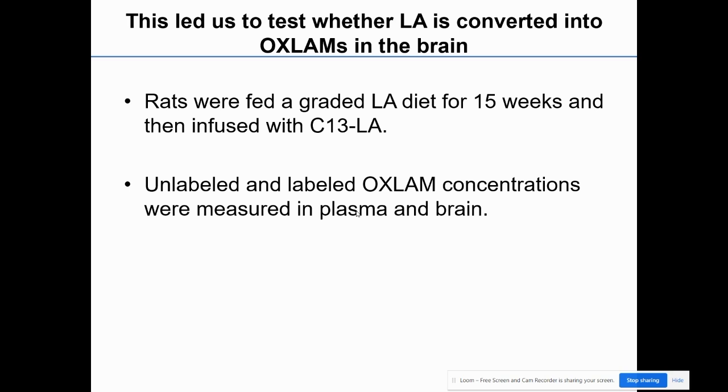So this led us to test whether LA is converted into OXLAMs in the brain and by the brain itself. To do this, we fed rats a graded LA diet, so a low, medium, high LA diet, and we infused labeled LA, C13 LA, and we measured unlabeled and labeled OXLAM concentrations in plasma and brain.